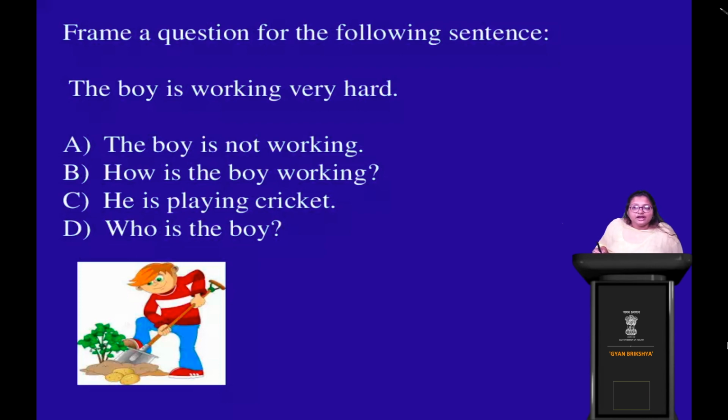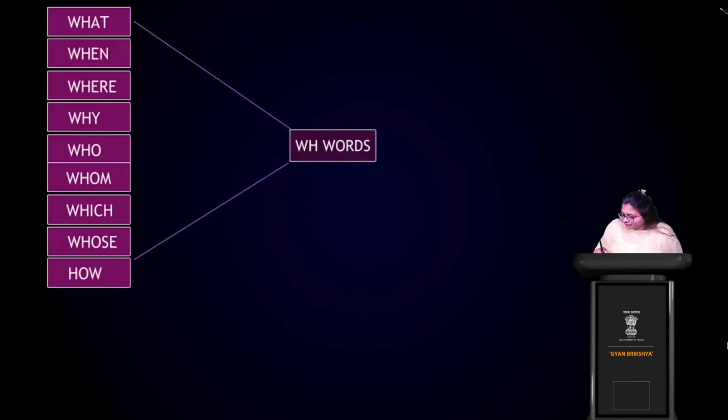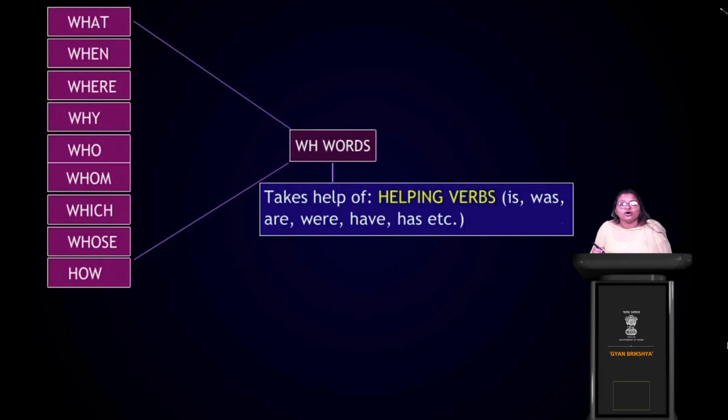Now we will summarize what we have studied today. Look at the options given to you here: what, when, where, why, who, whom, which. All these are nothing but question words or WH words. They are used to frame questions or interrogative sentences. They take the help of helping verbs like is, was, are, were, have, has, etc.